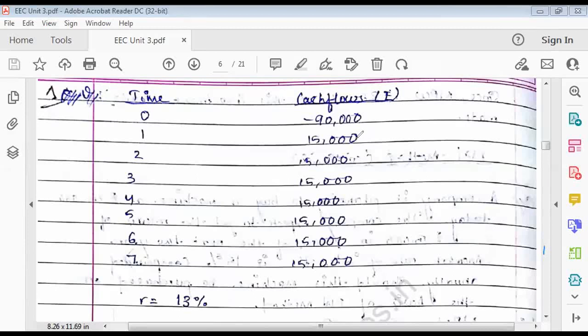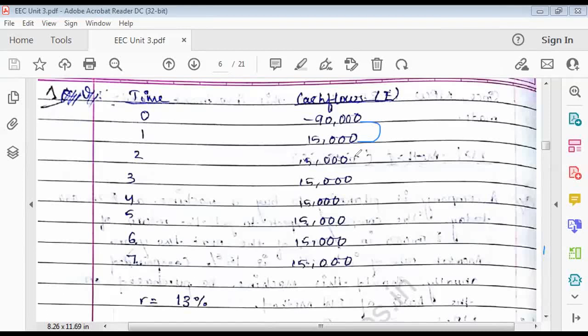Question number 1. What is the present value of 15,000 rupees that you're supposed to receive after 1 year? This is your first question. This 15,000 rupees that you're supposed to receive after 1 year, what is its present value? And what will answer that question? R1 by 1 plus R, that means 15,000 divided by 1 plus 13%. That will answer the first question. I said there are 7 questions you need to ask. This is the first question.